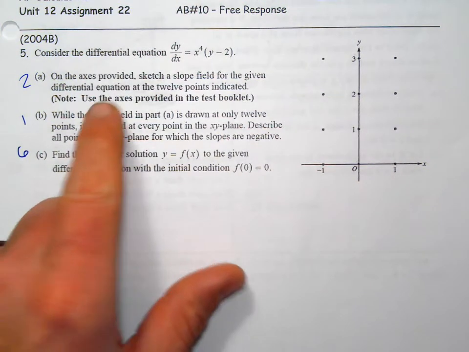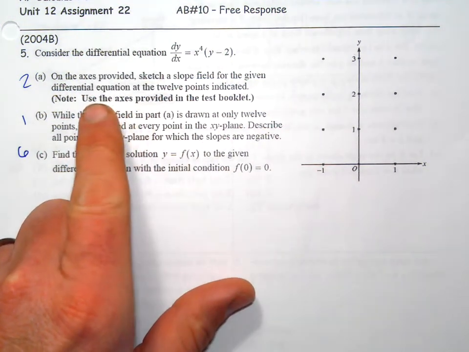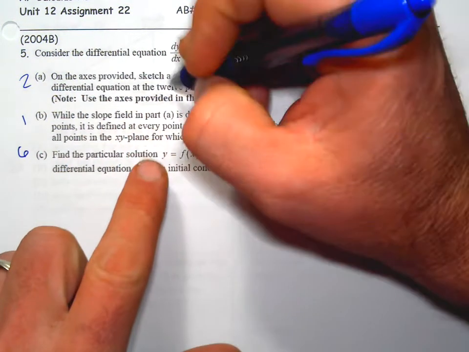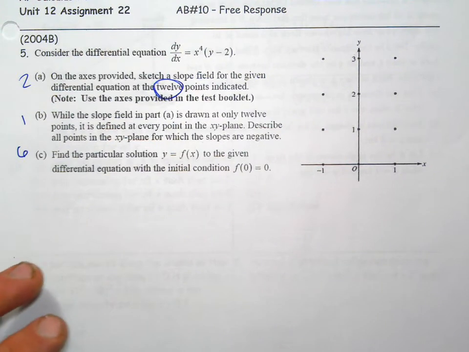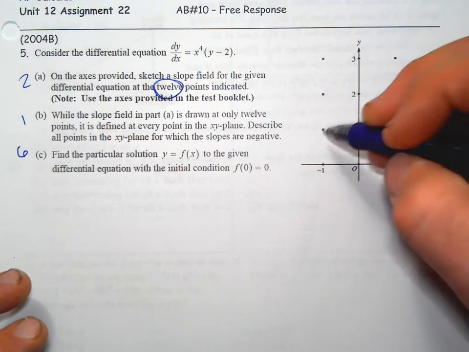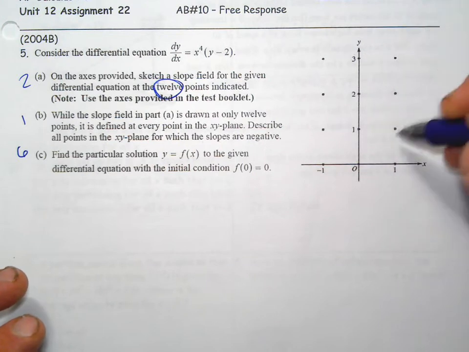First point says on the axis provided, sketch slope field for the given differential equation at 12 points. Make sure you do 12, not less, not more. There might be some dots missing some places on the axis where it's hard to tell. It looks like there aren't 1, 2, 3, 4, 5, 6, 7, 8, 9, 10, 11, 12.